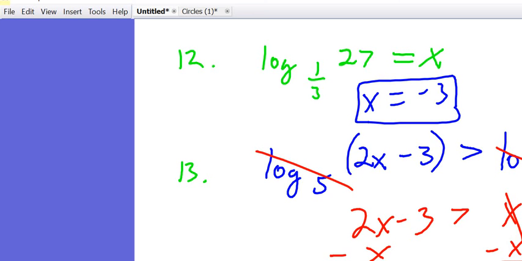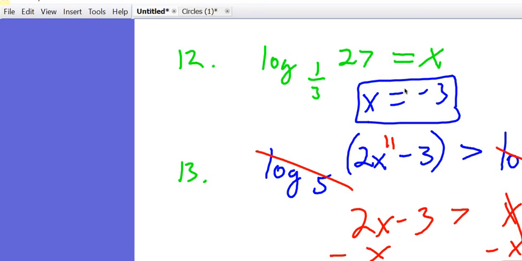X greater than 5. Now when we check ourselves, we have to plug in a number greater than 5, like 6 or 7 or 8 or whatever. So if I plug in 7, 2 times 7 is 14, minus 3 is 11. Over here, x plus 2, 7 plus 2 is 9. So wouldn't it make sense if I take log base 5 of 11, it would be greater than log base 5 of 9? Yeah. Okay, so this is a true statement.